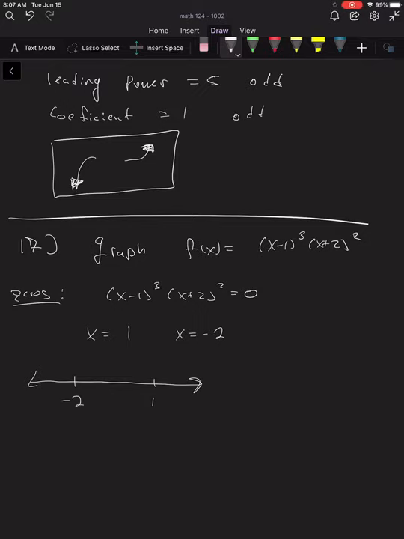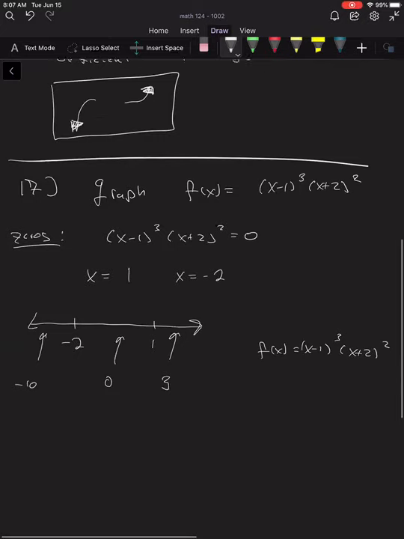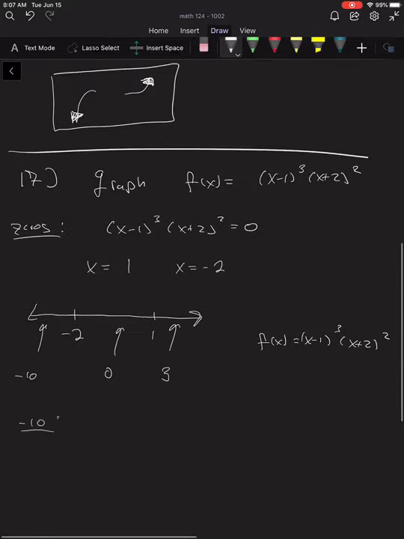And now we need to pick points in each of these sections. So we can do minus 10, we can do 0 here, we can do 3. And now we're going to plug it into our equation. Let's rewrite that down again: x minus 1 cubed, x plus 2 squared. If we plug in minus 10, and remember, we only care about the sign, the first number is going to be minus 11 cubed, which is a negative number. The second is a number squared, which is always positive. So this is going to be minus.